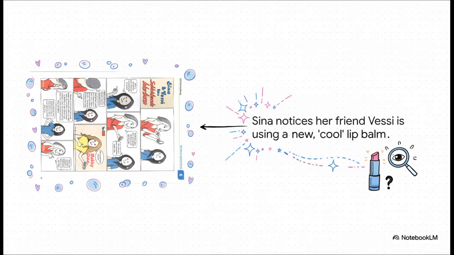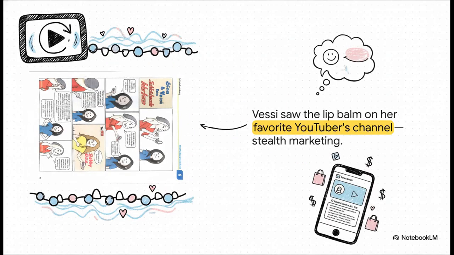But ads aren't always so obvious. Let's follow this quick story here. In the first panel, Sina sees her friend Vessi with this new lip balm and thinks, wow, that looks cool. Naturally, she's wondering where she got it. And here comes the reveal. Vessi didn't find it in a store or a magazine. She saw it on her favorite YouTuber's channel.